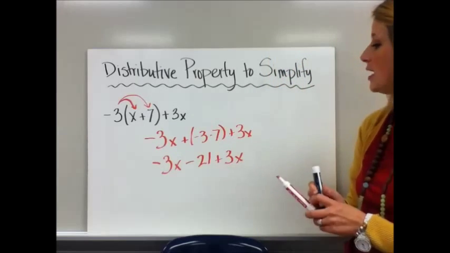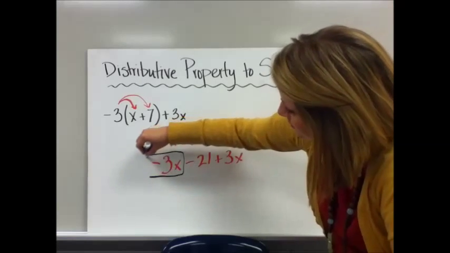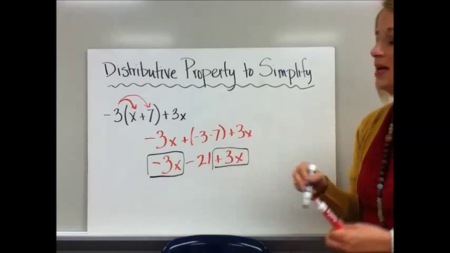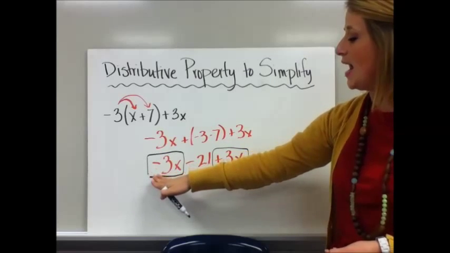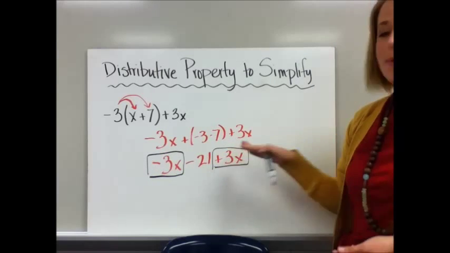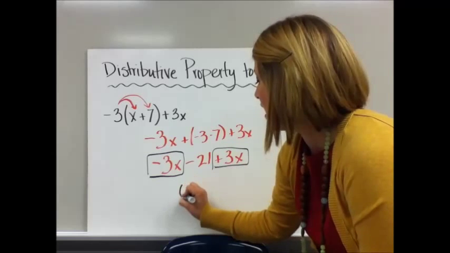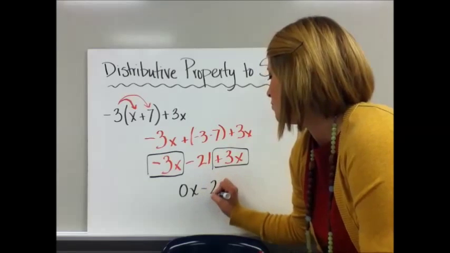Now I'm going to do what we learned in the last slide. We're going to combine like terms. Negative 3x is like positive 3x. To combine those like terms, you add their coefficients. So in my head, I add negative 3 and positive 3, and I get 0. So I would write 0x and then bring down negative 21.